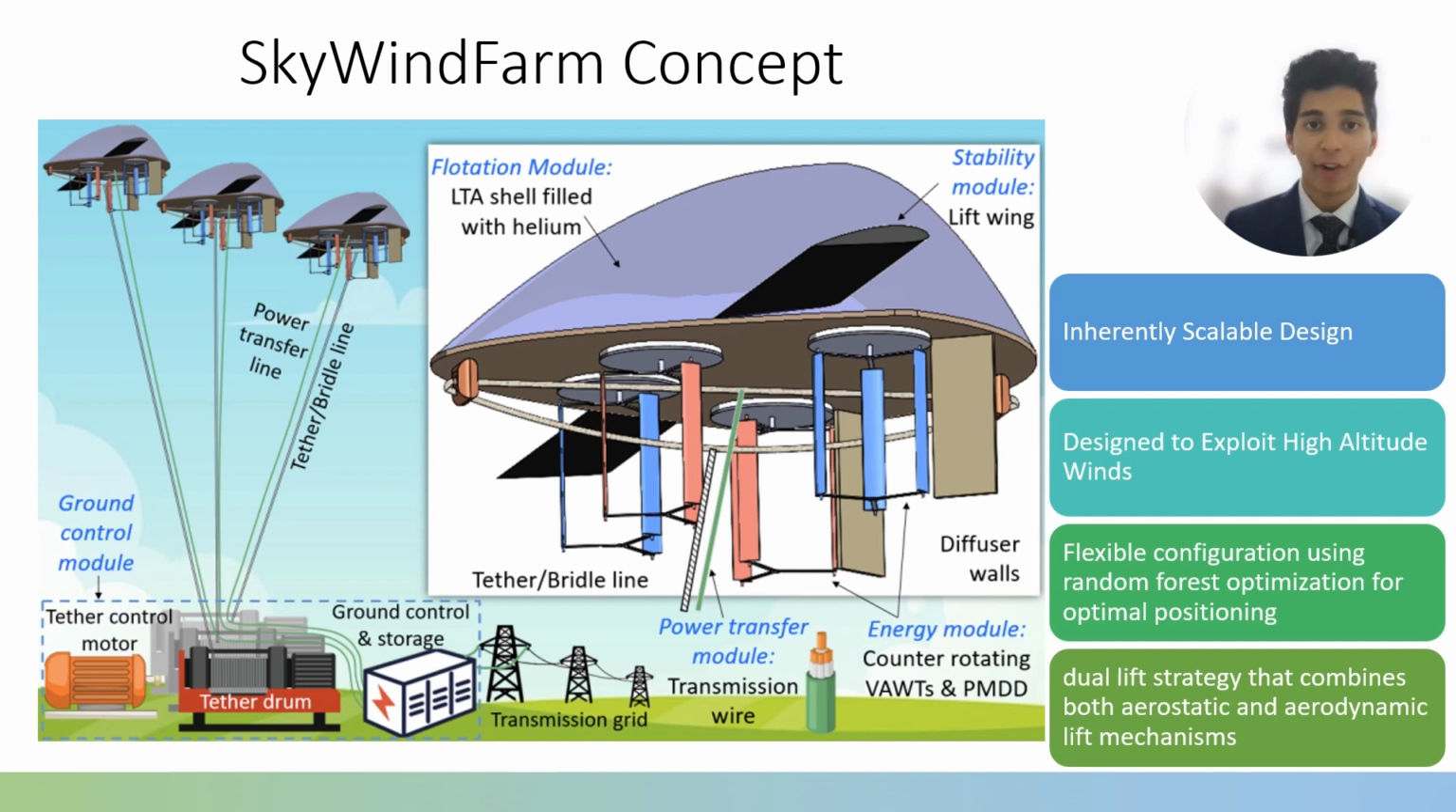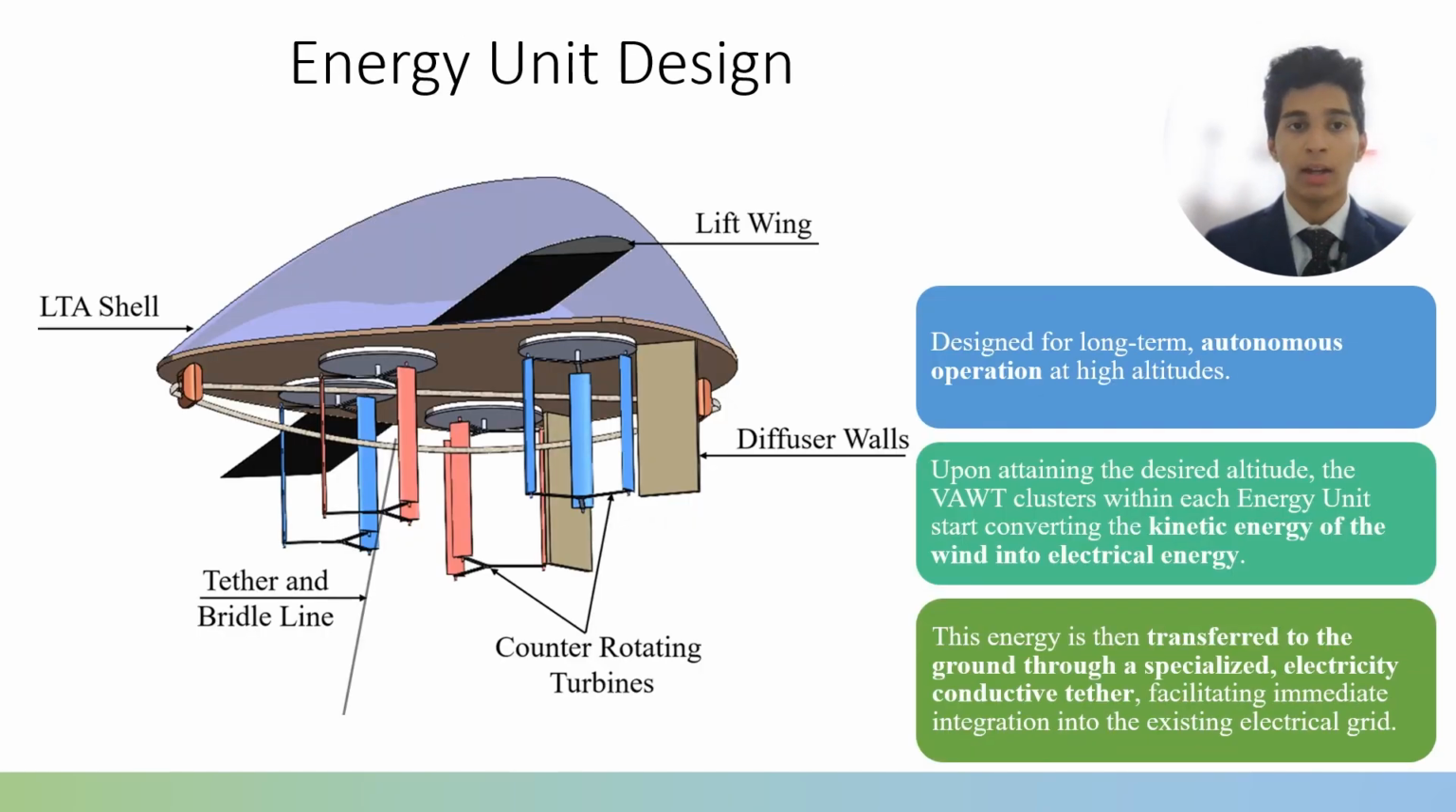A SkyWind farm, as shown in this figure, is composed of one or more energy units, with each energy unit featuring a cluster of four counter-rotating VAWTs. The configuration of these energy units is flexible, allowing for optimal positioning in the airspace to maximize each energy unit's output. Designed for long-term autonomous operation at high altitudes, each energy unit in the SkyWind farm undergoes an initial towing phase to reach its designated operational altitude.